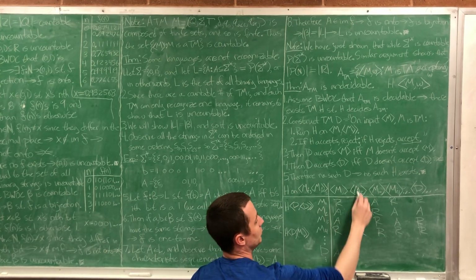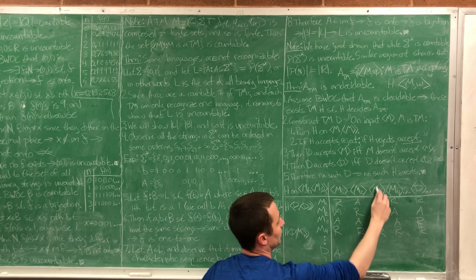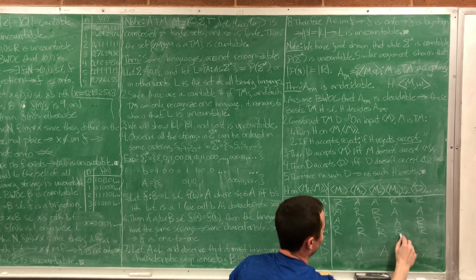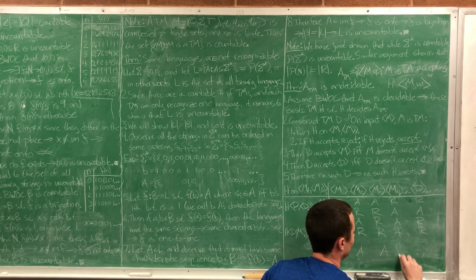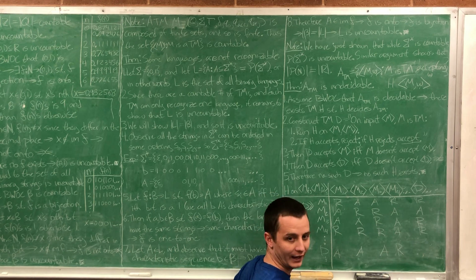When we run M2 on M2, it rejected, so D accepts. When we ran M3 on M3, it rejected, so D accepts. When we ran M4 on M4, it rejected, so D accepts. Let's pretend that this one was actually an accept, and so D here would have rejected. Okay. So it's always doing the opposite of whatever this is on the diagonal.